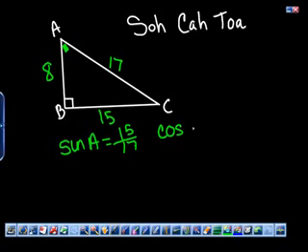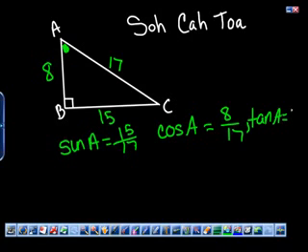Do cosine of A. And what is cosine as far as the sides? Not the numbers, but the sides. Adjacent over hypotenuse. Remember, adjacent is the non-hypotenuse side. So cosine of A would be 8, which is the adjacent side, over 17, which is the hypotenuse. What's the tan of A? Opposite over adjacent, 15 over 8.